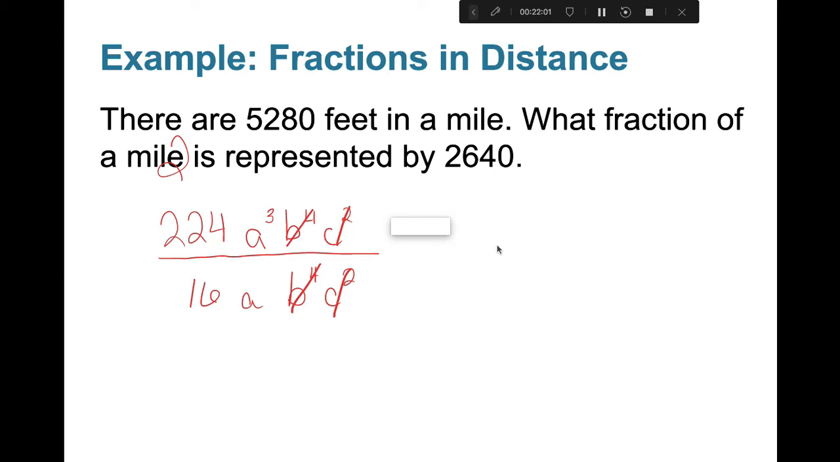We can divide. Let's see if 16 goes into 224 evenly. I bet you it does. 224, 16, it goes in there one time with 6 left over. Oh, what do you think? 4 times 16 is 64, 14 times.